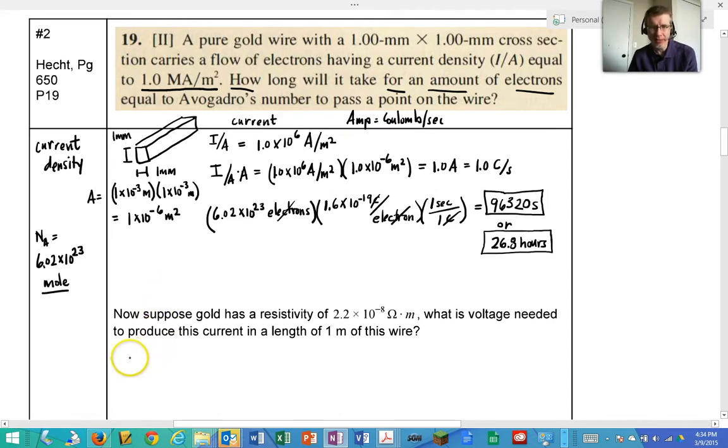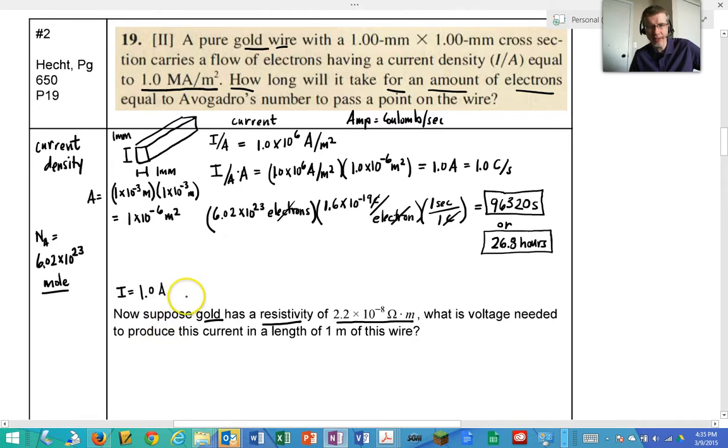Alright, so I added something to this question. Check this out. So suppose gold, that's what we're dealing with, this is a gold wire, has a resistivity of 2.2 times 10 to the minus 8 ohm meters. That's how you say that, because that's an ohm and that's a meter. What voltage is needed to produce this current in a length of 1 meter of wire? So remember, our current from the problem above is 1.0 amps.